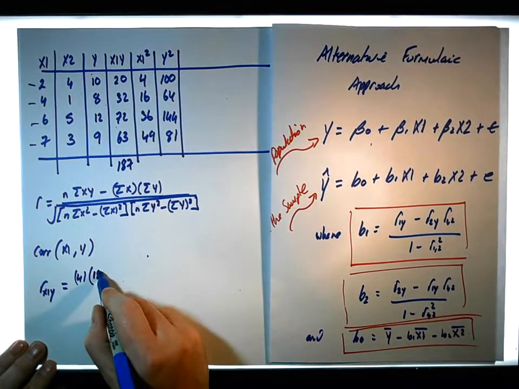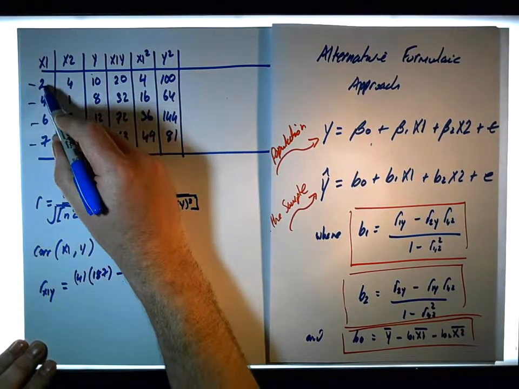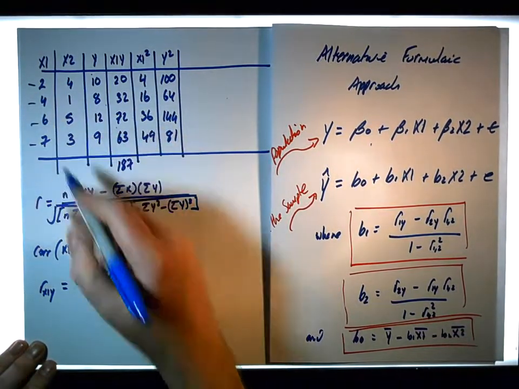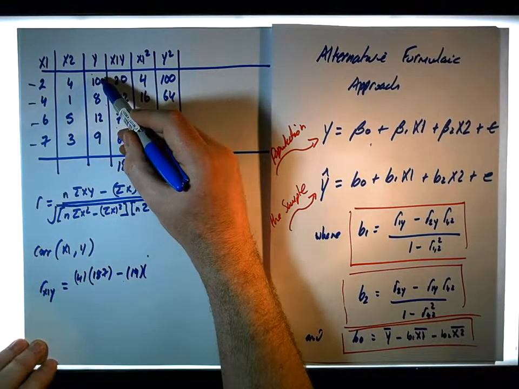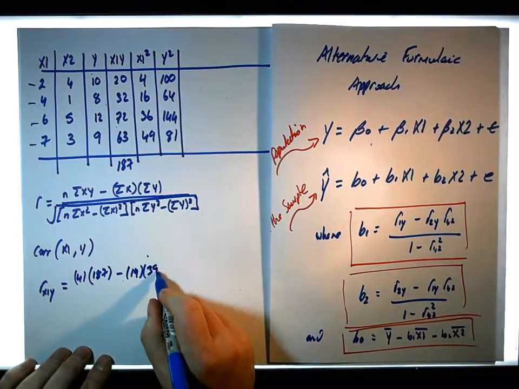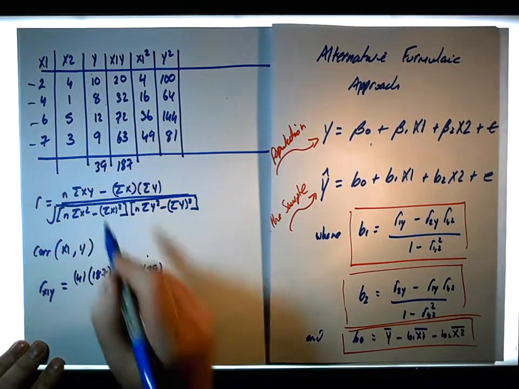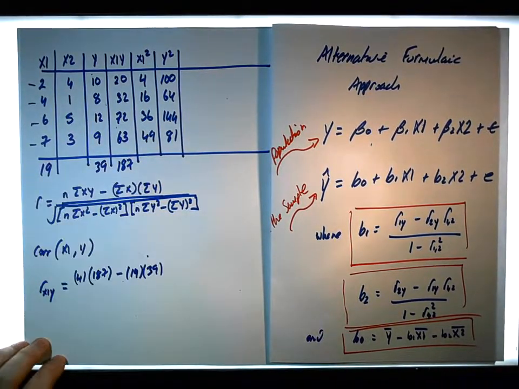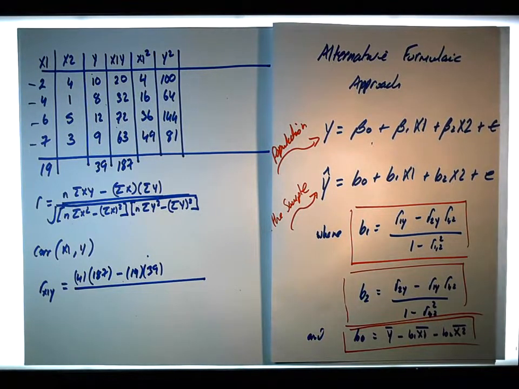That's 187, okay? Minus the sum of the x's. Well, the sum of the x's is 2, 6, 12, 19. So it's 19 times the sum of the y's, which is 10, 18, 30. We have 39, okay? And that needs to be divided by the denominator, so we've effectively got about 3 correlations to calculate here, guys, okay?